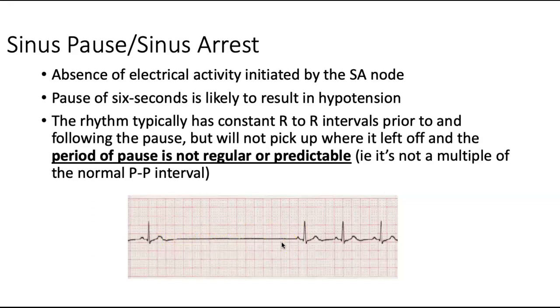i.e., it's not a multiple of the normal P to P interval, meaning that you can't just insert the appropriate number of PQRST complexes. The pause will not allow for that PQRST complex to be put in a regular fashion.